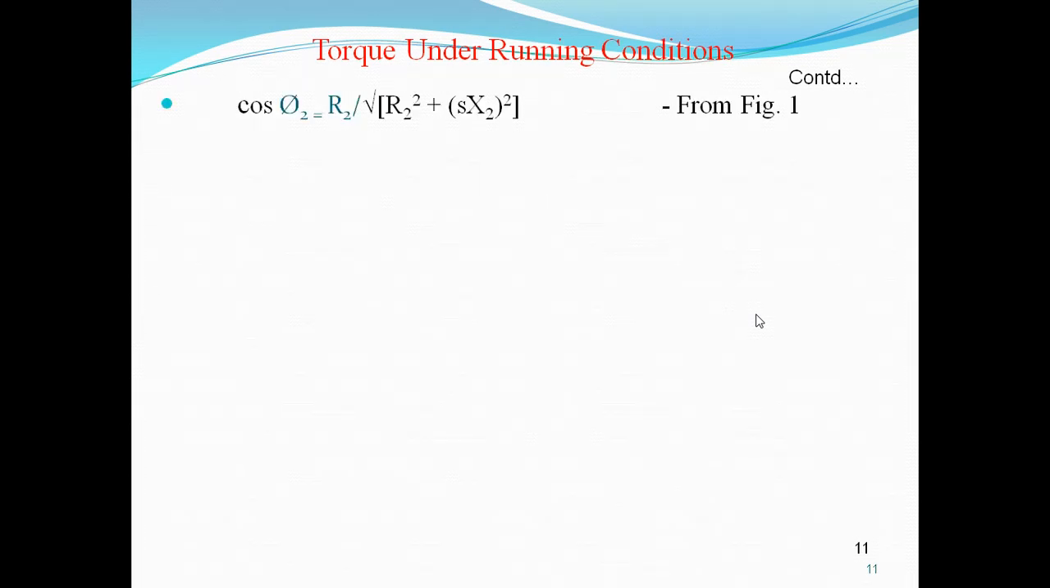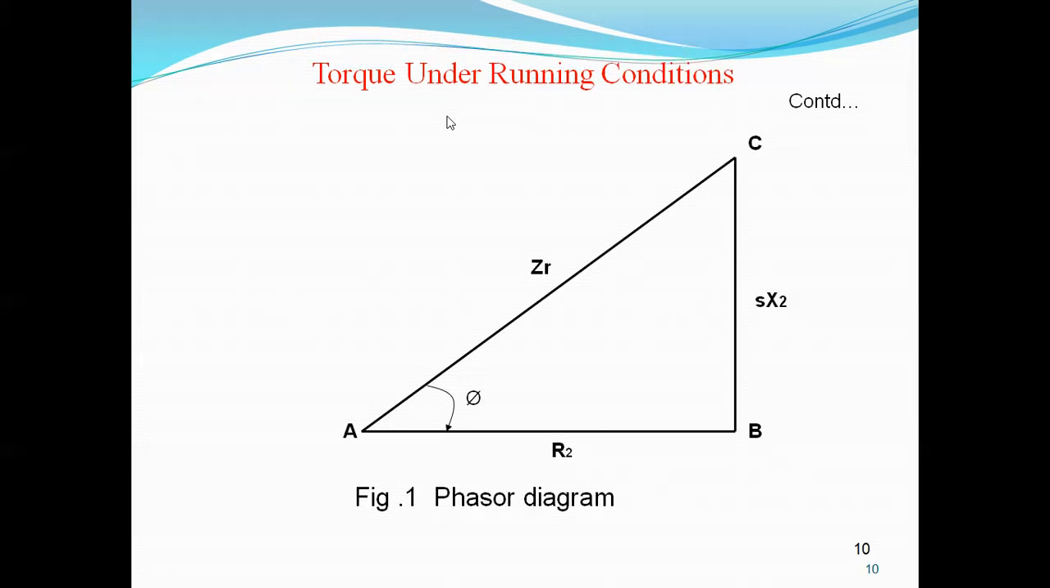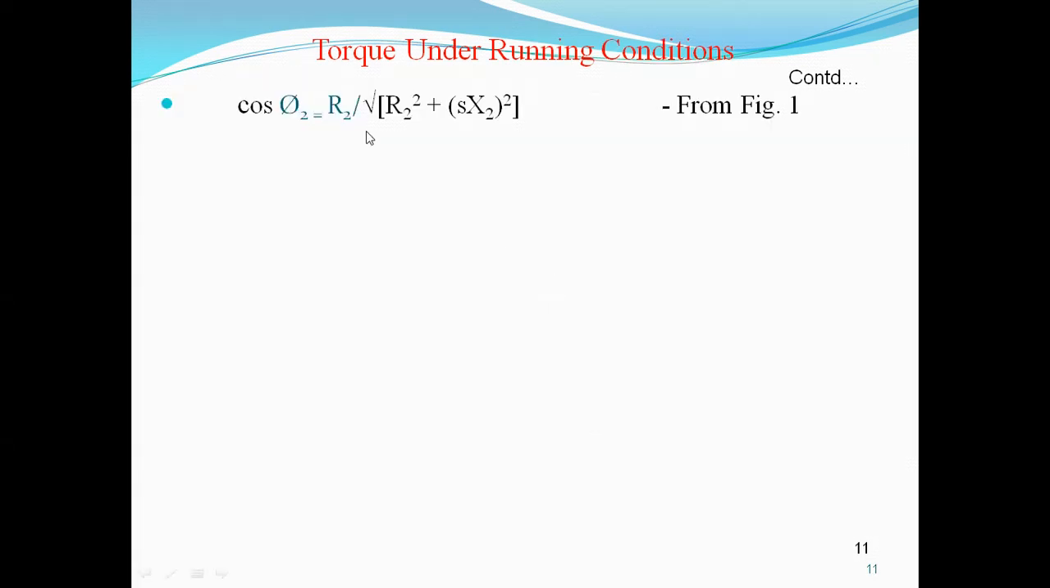So what is cos phi2? Cos phi2 is equal to R2 by Zr, that is R2 by square root of R2 square plus (sX2) whole square. So from this vector diagram we can say cos phi is equal to adjacent side by hypotenuse, that is R2 by Zr. So that is R2 by square root of R2 square plus (sX2) whole square. So T is proportional to, we have substituted all values.